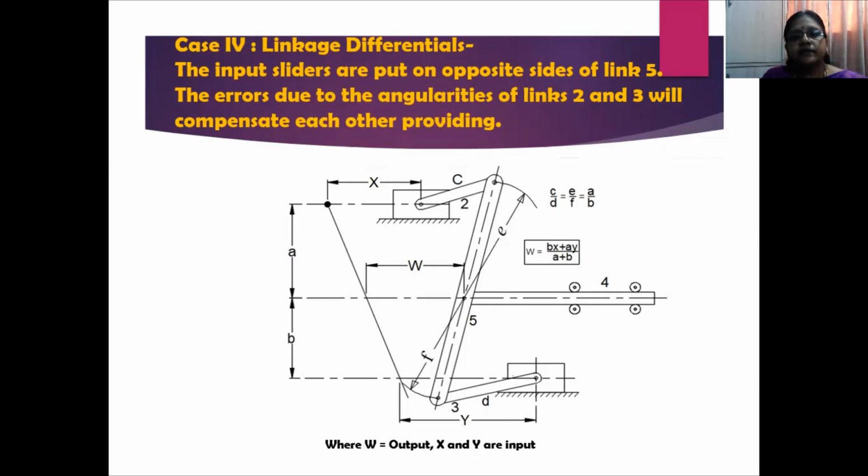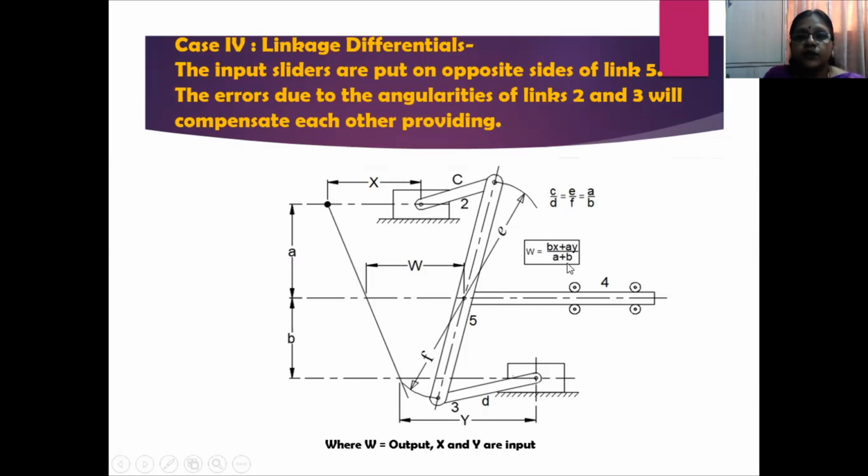Now let us again, based on a similar triangle concept, consider the output value using the ratios of these particular triangle values. Then you get W is equal to (Bx plus Ay) by (A plus B). A and B are the distances between 2 and 4 and 4 and 5 respectively.